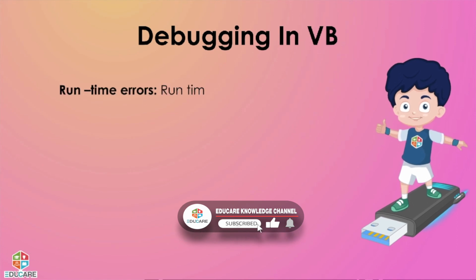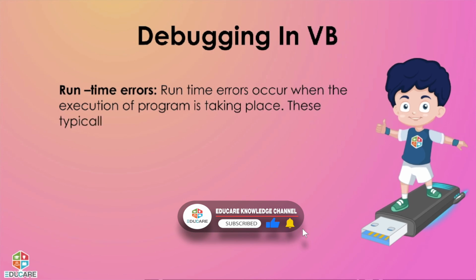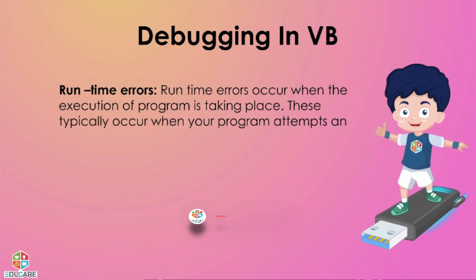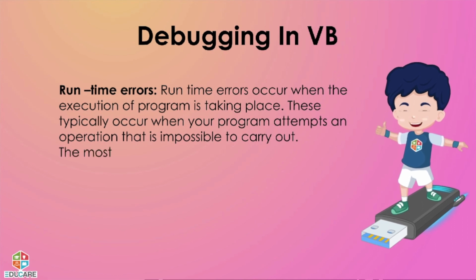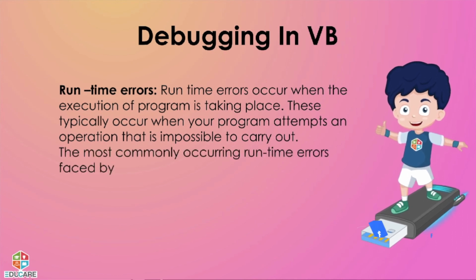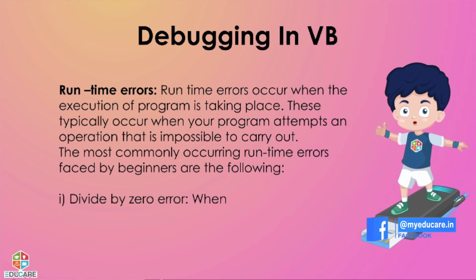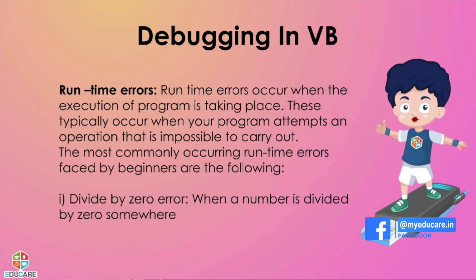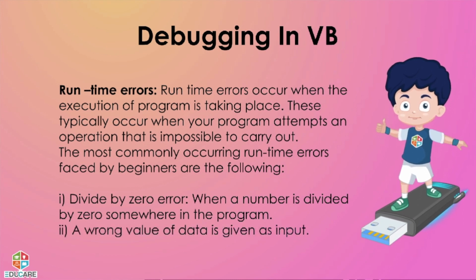Runtime errors. Runtime errors occur when the execution of the program is taking place. These typically occur when a program attempts an operation that is impossible to carry out. The most commonly occurring runtime errors faced by beginners are the following. Divide by 0 error. When a number is divided by 0 somewhere in the program, or a wrong value of data is given as input.